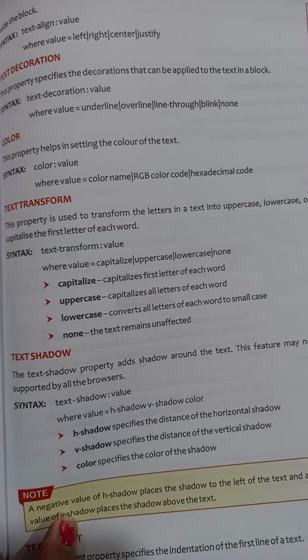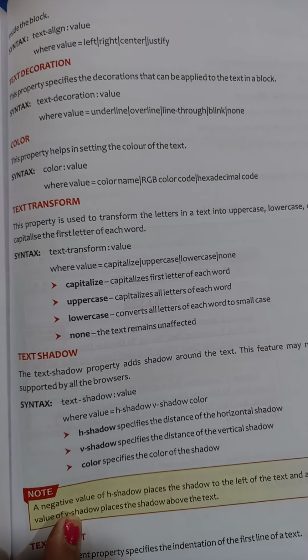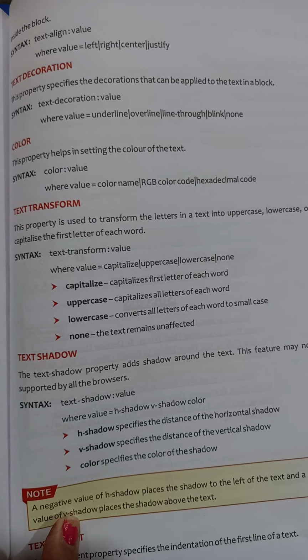Next is text shadow. As the name suggests, it will show a shadow of your text. To do this, you can use the basic syntax text shadow and then the value. Here you have two different shadow values, H shadow and V shadow, meaning the horizontal shadow or the vertical shadow you want. If you want to apply any other color on the shadow, you can use the color specification option.